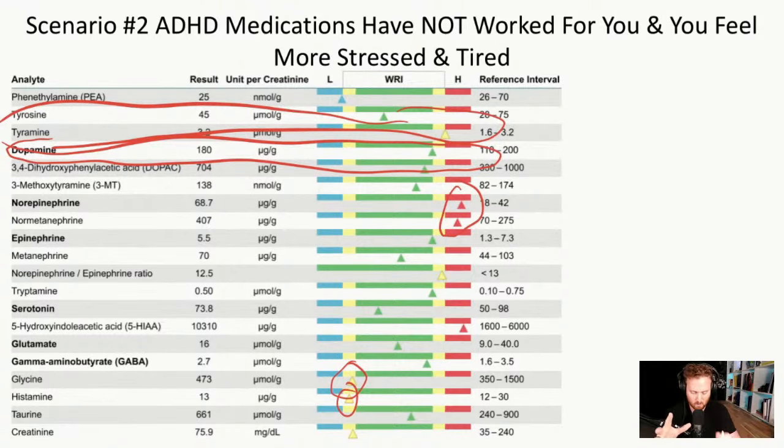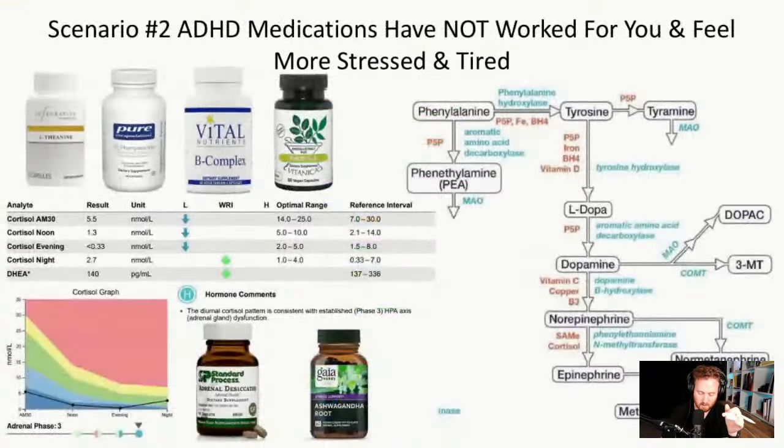But the main point here is things can be elevated, which is why medications might not be working for you. So this is where we have to look at it a bit further and realize, okay, how do we lower those levels? Also, on top of that, if you're feeling tired all the time, it's important to look at cortisol that could be impacting this.